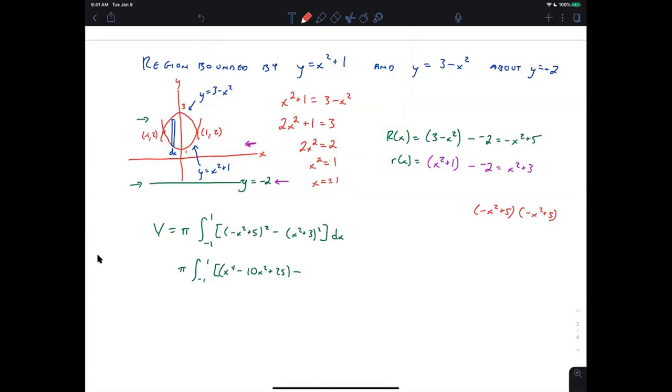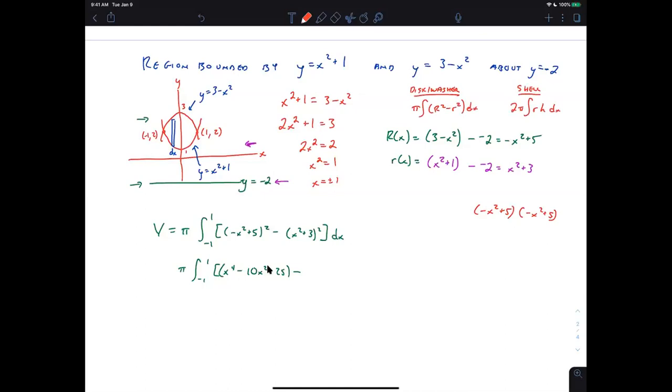Okay, the question in the chat real quick, how do you know when to have pi or 2 pi? So pi is the dishwasher method, 2 pi is the shell method. So dishwasher, the formula is pi integral big R squared minus little r squared dx or dy. The shell method is 2 pi integral RH and then either dx or dy. All right. Okay, everybody clear how to get this?